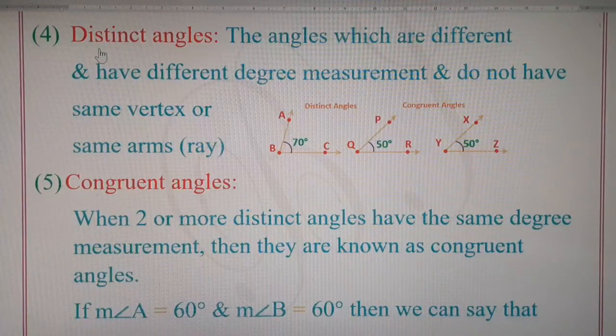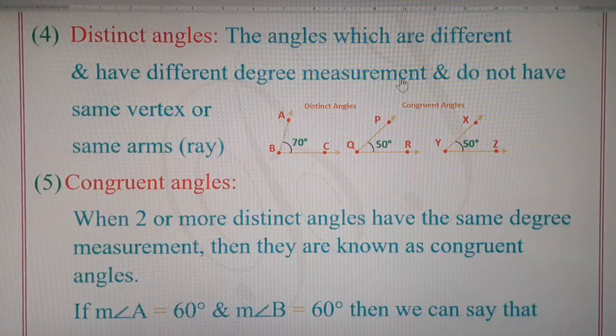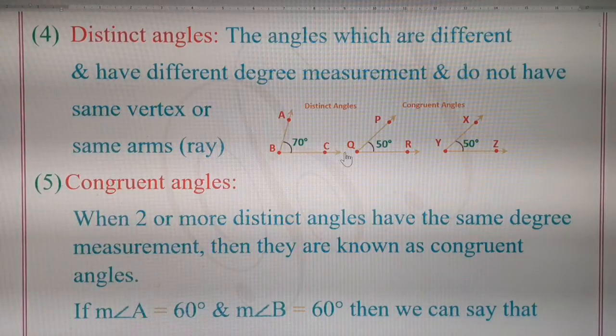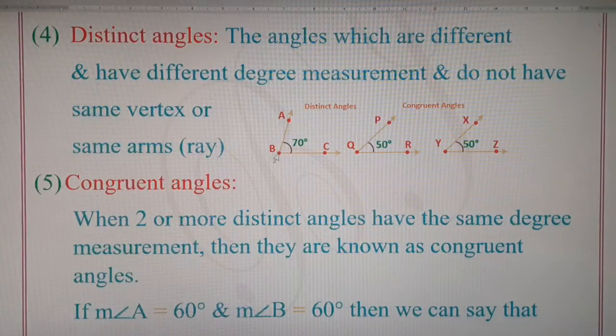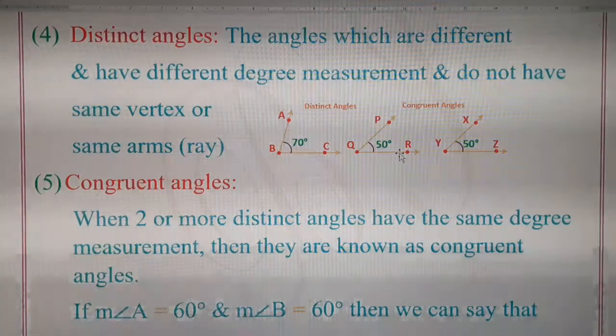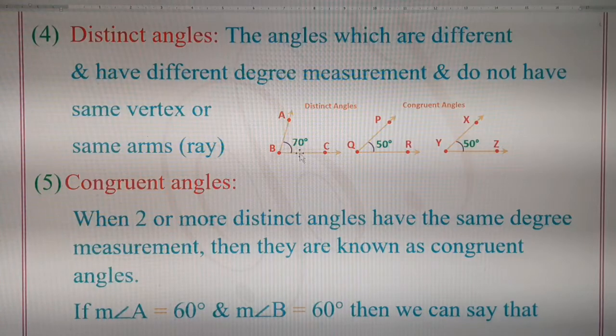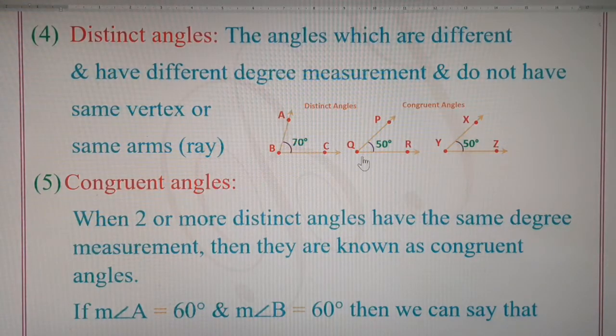Let's go to the next type of pair of angles, distinct angles. The angles which are different and have different degree measurement and they do not have the same vertex or the same arms, such a pair of angles are known as distinct angles. So here angle ABC and angle PQR are said to be distinct angles because they do not have the common vertex, because their vertex for angle ABC is point B and the vertex of angle PQR is point Q. So they do not have the common vertex and they do not have the same arms or rays. So we can say these two angles are different angles.